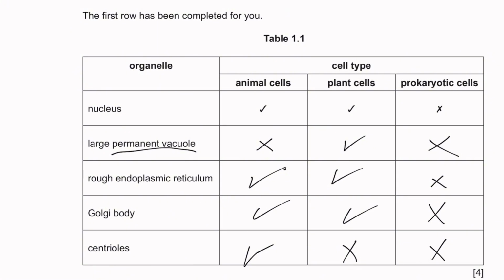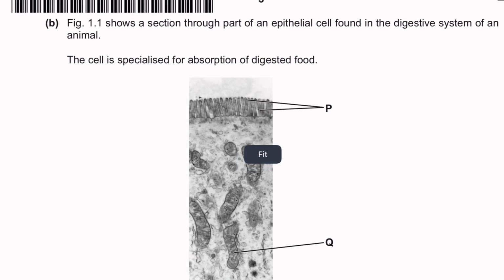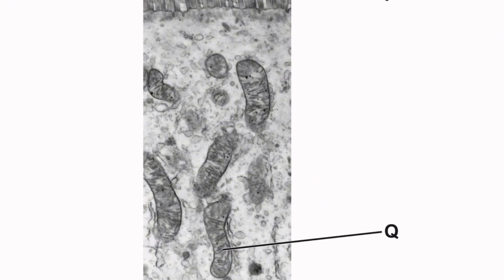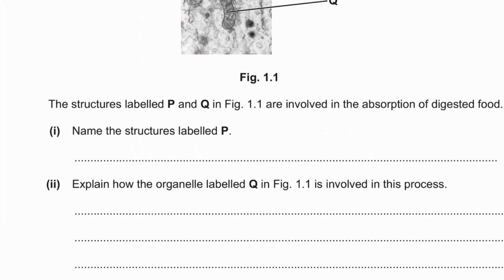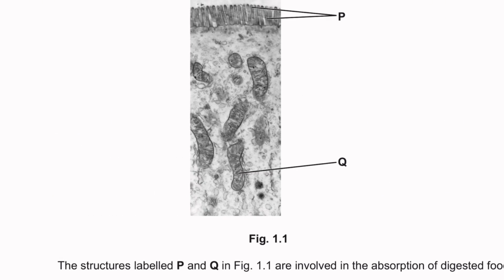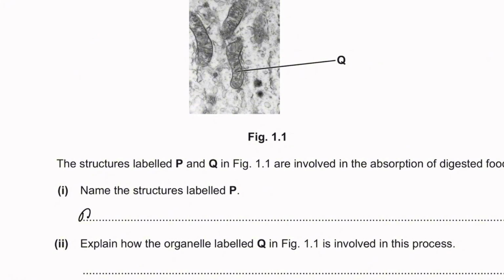Now let's move on to letter B. Figure 1.1 shows a section through an epithelial cell found in the digestive system of an animal, and the cell is specialized for absorption of digested food. So this will probably be part of the small intestine in the ileum, where the cells are going to have microvilli. P over here is the microvilli, and Q is the mitochondrion. The structures labeled P and Q in figure 1.1 are involved in the absorption and digestion of food. Name the structure labeled P. That's microvilli.